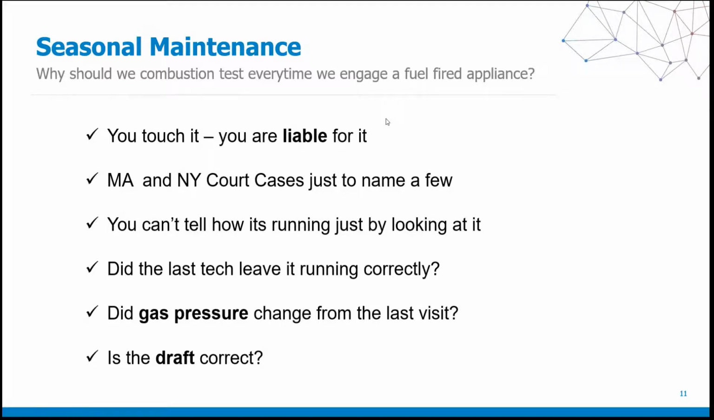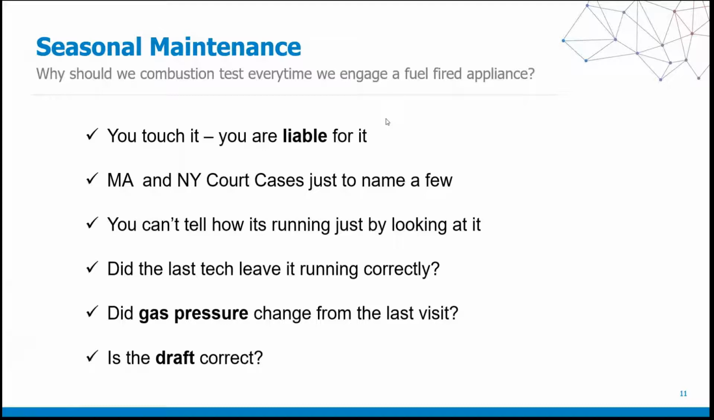You can't tell how it's running just by looking at it. Again, don't judge a book by its cover. Don't just assume, hey, we've installed a bunch of these, we've been servicing the same piece of equipment for 5 years, it looks good, everything's fine. Don't make that assumption. It's like going to the doctor: you could have something going on inside of you even if you look like a million bucks. Same thing with a furnace or boiler.